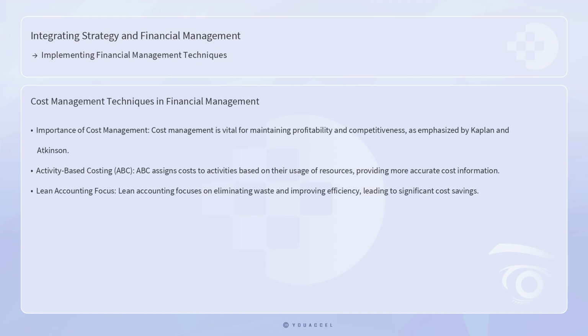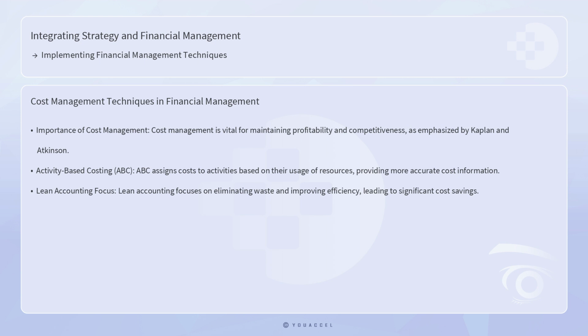Another technique employed in financial management is cost management. Cost management involves identifying, analyzing, and controlling costs to ensure that they align with the organization's financial strategy. Kaplan and Atkinson emphasize that cost management is vital for maintaining profitability and competitiveness. Techniques such as activity-based costing and lean accounting are utilized to manage costs effectively.